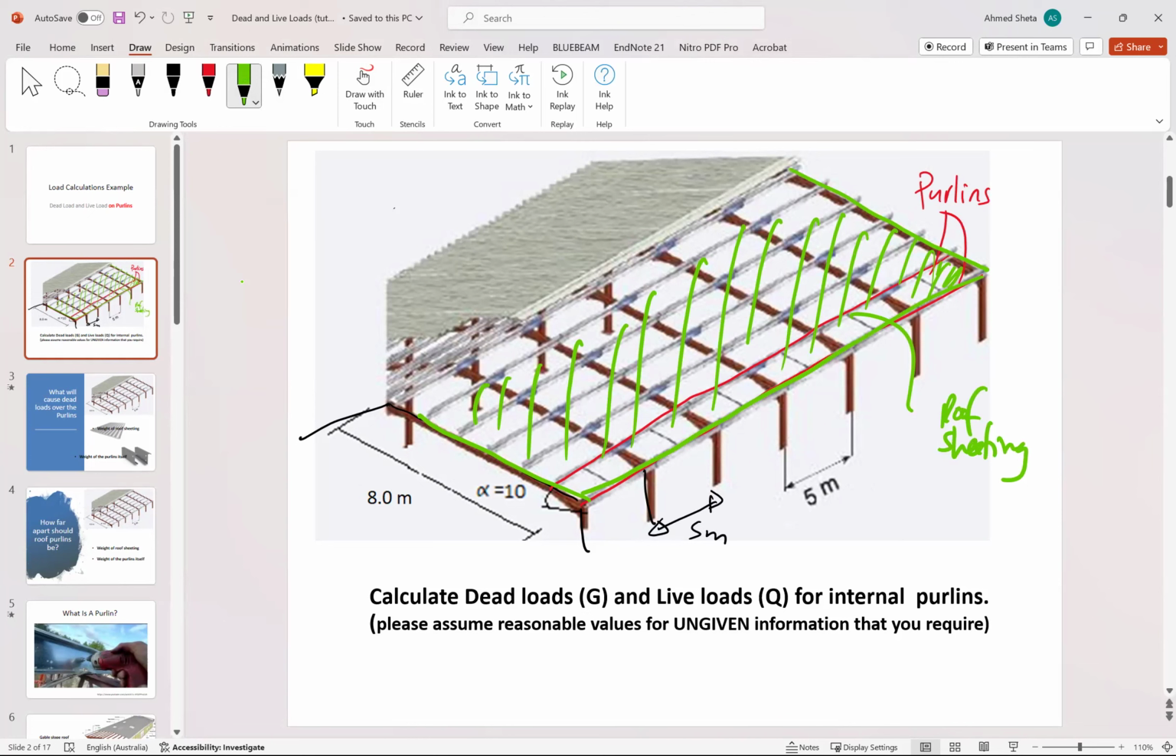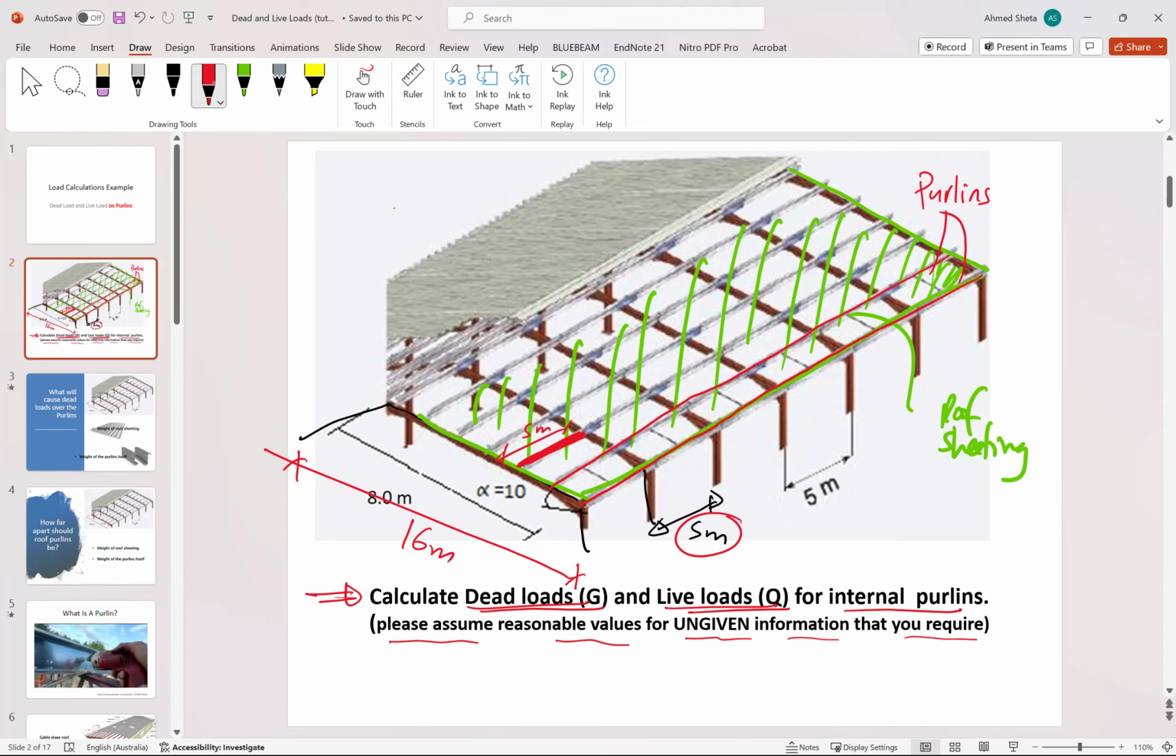Okay, the total span of the shed is 16 meters. And the span of the purlin is 5 meters, which is the spacing of the rafters. And the requirement of this example is to calculate the dead load G and live load Q for internal purlins. Please assume reasonable values for ungiven information that you may require. So some of the information is not given to us, so we may have to assume it.